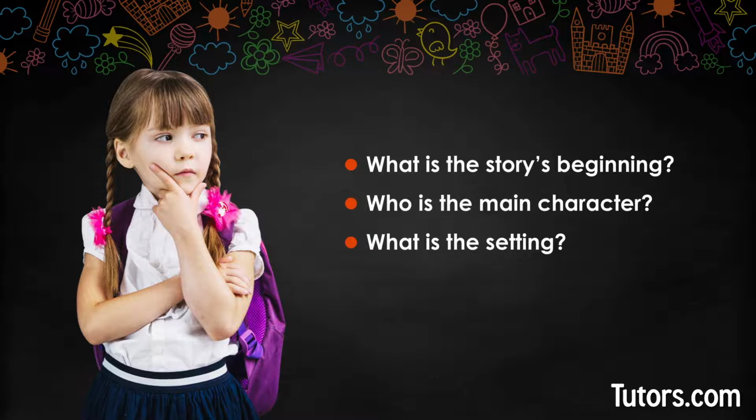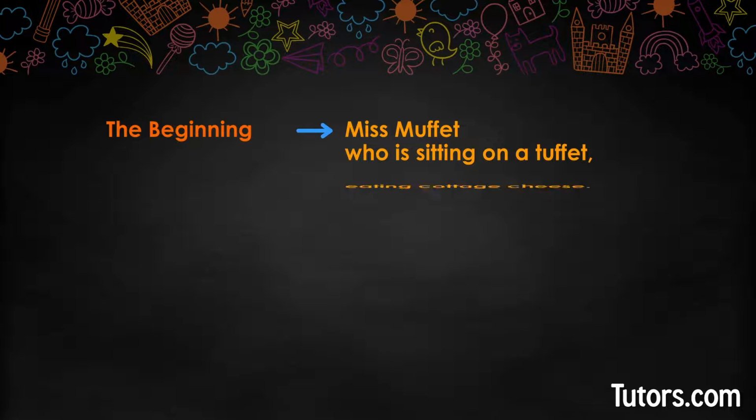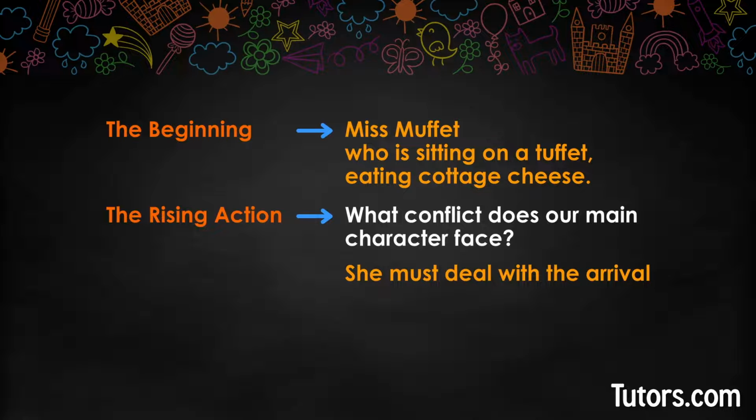What is the setting? At the story's beginning, we are introduced to Miss Muffet, who is sitting on a tuffet eating cottage cheese. In the rising action, what conflict does our main character face? She must deal with the arrival of a spider.